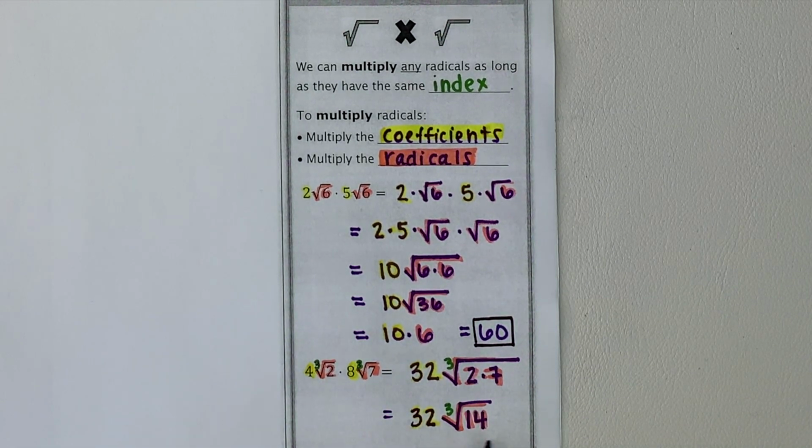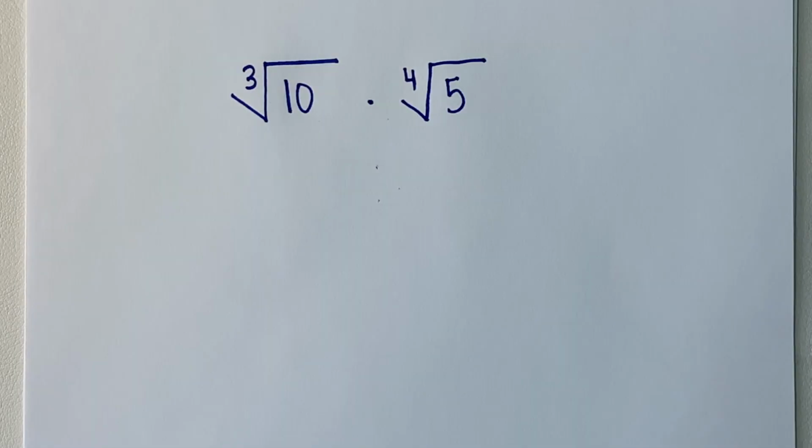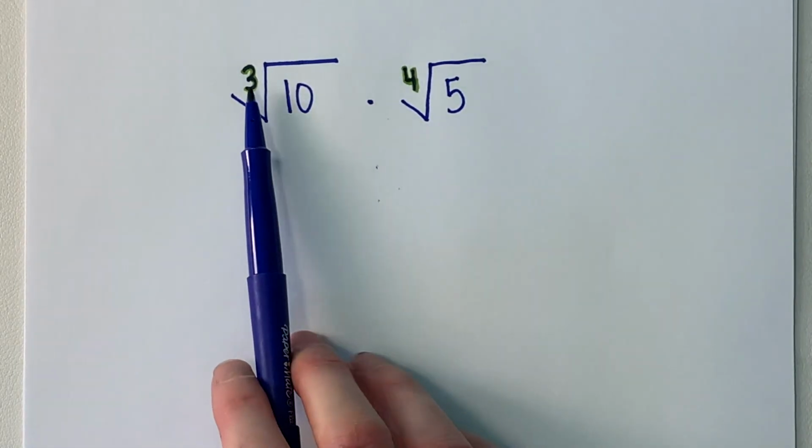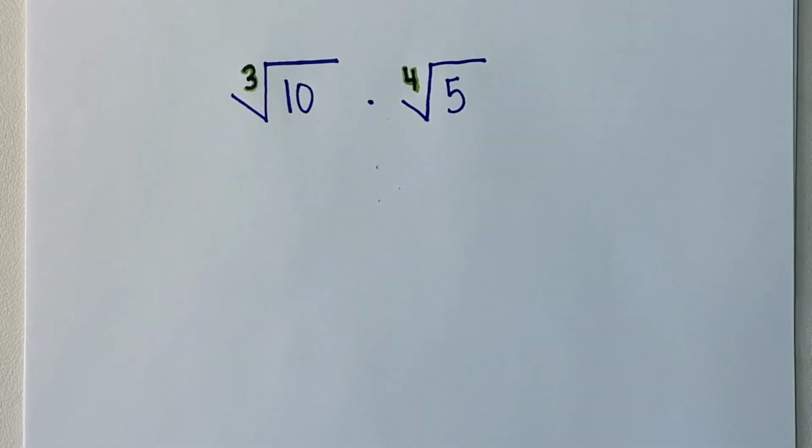Now, whenever you have a radical for your final answer, you always want to check to see if you can simplify it. But 14 is not a perfect cube, and there are no perfect cubes that multiply evenly into 14. So this cannot be simplified any further. Here's an example of radicals that cannot be multiplied. The index here is a 3 and the index here is a 4. So these radicals cannot be multiplied because the index is different.